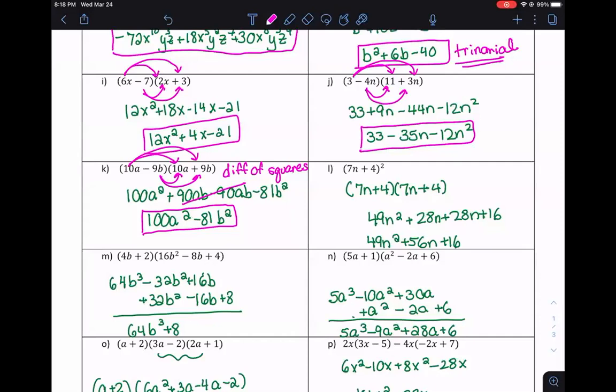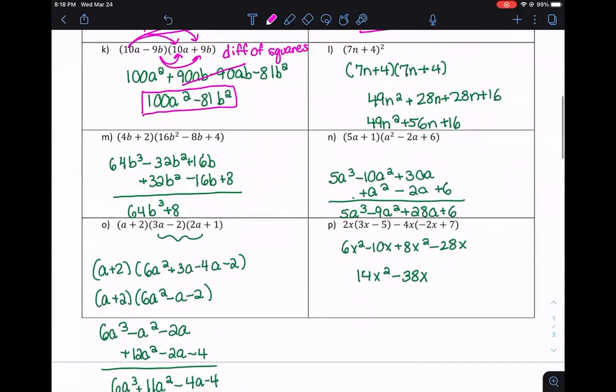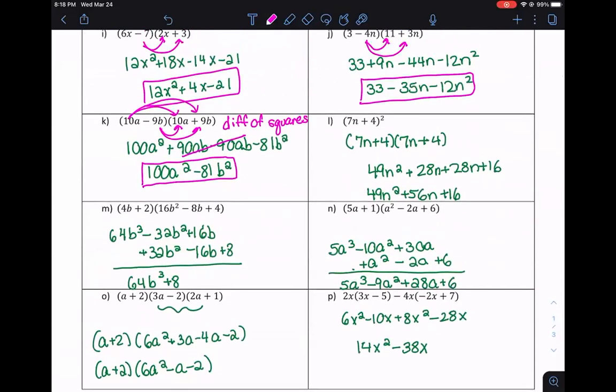For I, and then I'll take questions through I, we have the binomial squared. So it's the binomial times itself. This is not a difference of squares because the two binomials are the same, but the sign in between is both positive. So again, please keep that in mind. So we're going to have 7 times 7 for 49n squared plus 28 plus another 28n plus 16. Again, my middle terms will combine to a 56n, and there is my final answer.